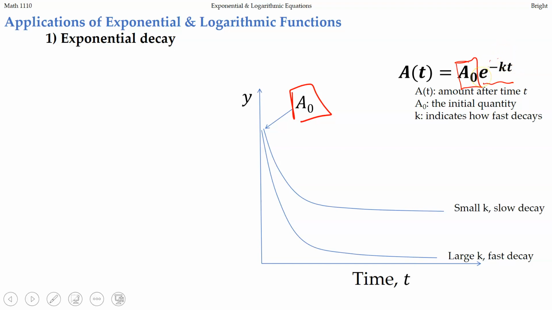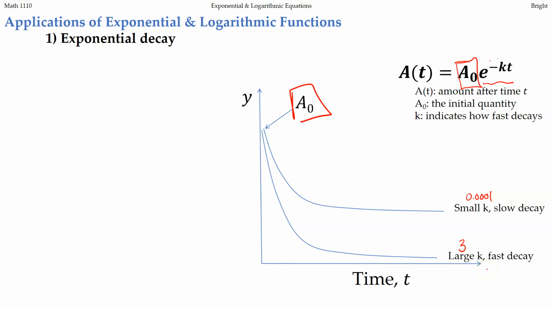And so what we'll see is that if k is a small value, so we're thinking like 0.0001 or something, that's going to decay really slowly, versus if we have a very large k, so we're talking like 3-ish, that's pretty big when we're talking about exponential decay, then it's going to decay faster. Okay, so it's going to asymptote to 0 quicker.